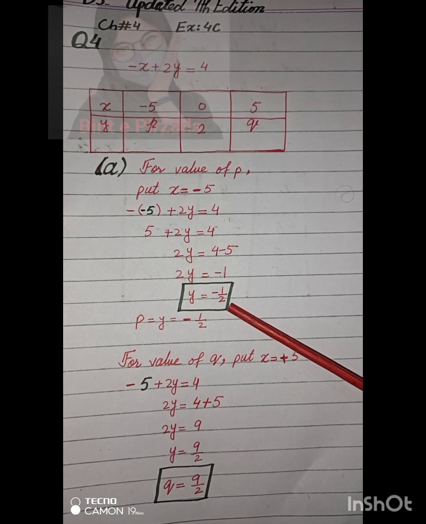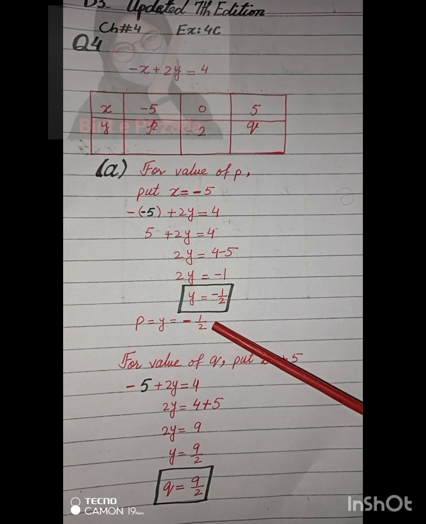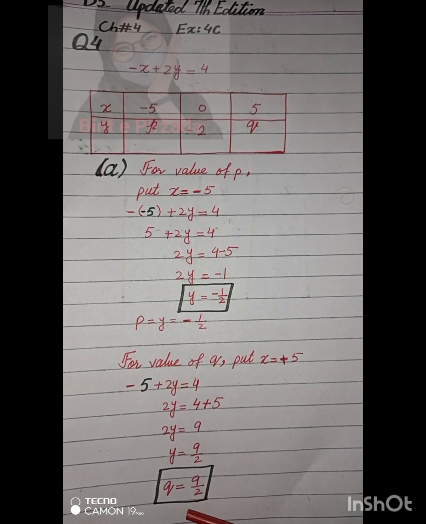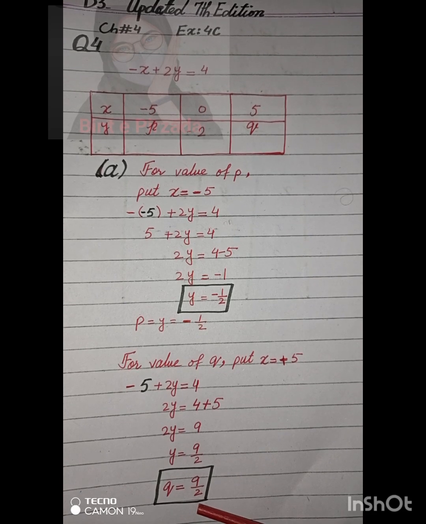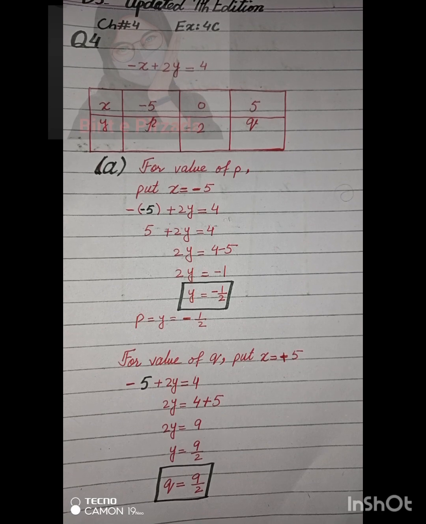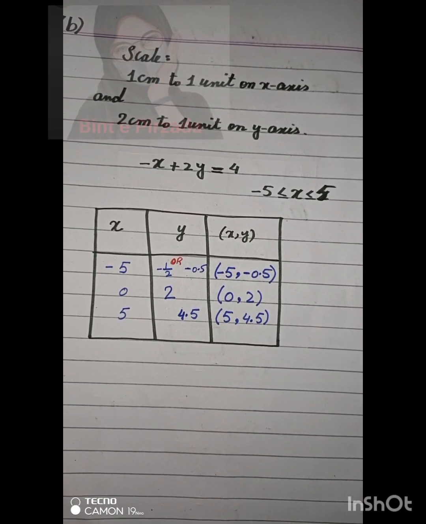We can also write these values in decimal form. The value of p is minus 1 by 2 or minus 0.5. Similarly, we can write the value of q in decimal form as 4.5. It's your choice; you can write the values as fractions or decimals. After doing part A, we are going to start part B.